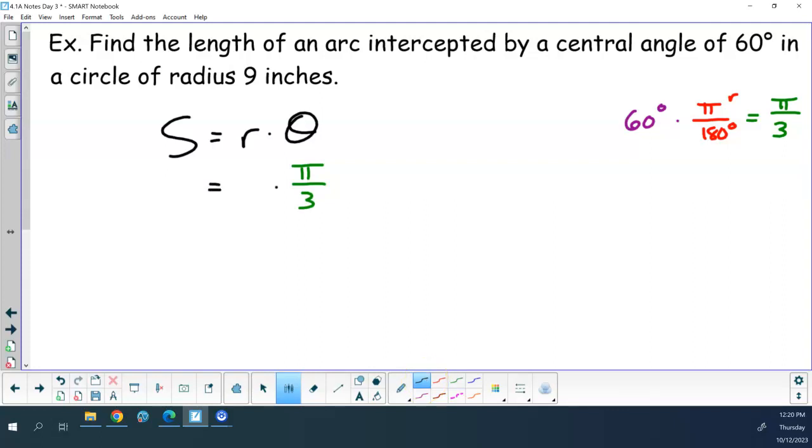My radius is 9 inches. So my arc length here would be 3 pi inches. If I convert that to a decimal equivalent, I don't know why you would, because 3 pi is such a nice, clean answer. 9.425.